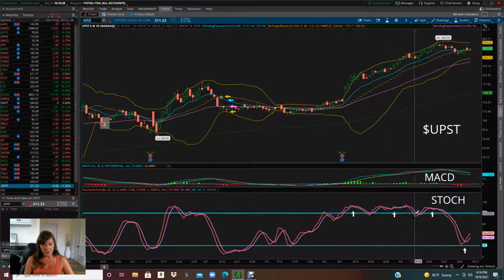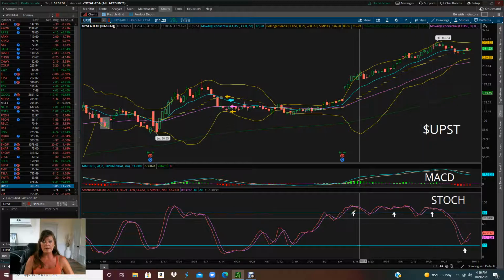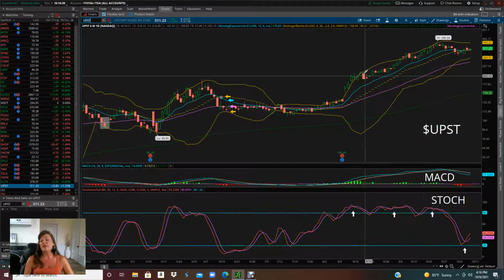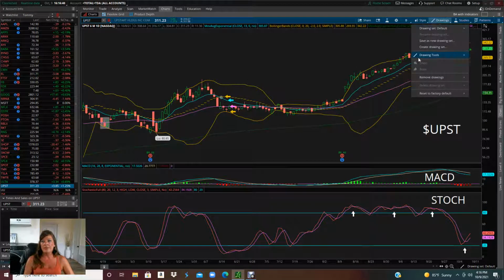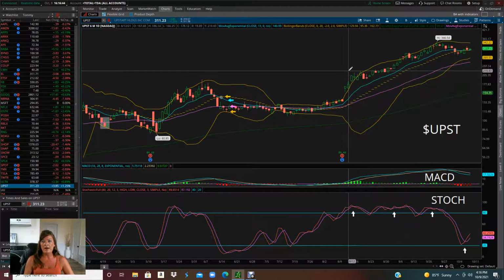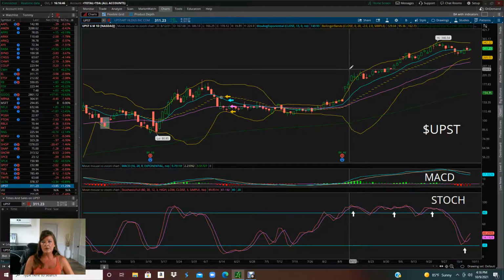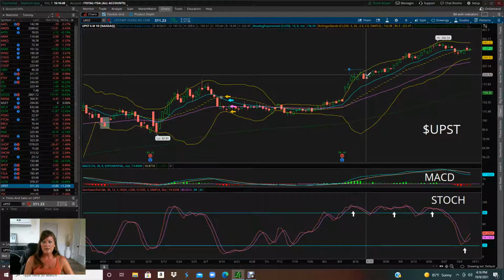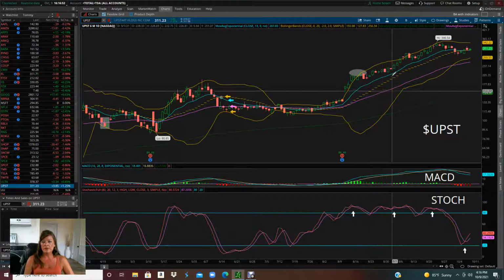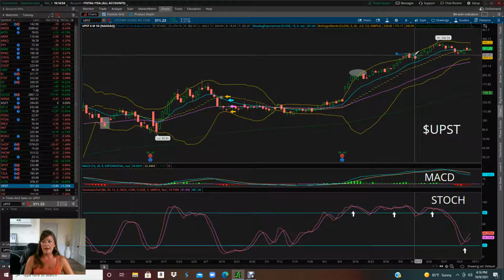Then it looks like it broke the 80 line, but immediately crossed right back up above the 80 line, causing a triple rise. So that's 1, 2, 3. What that means is a higher high. Every time there's a rise, there's a higher high. So here's a high. And this one lasted a while, but here's a high.